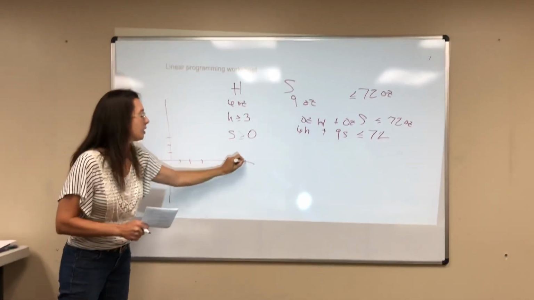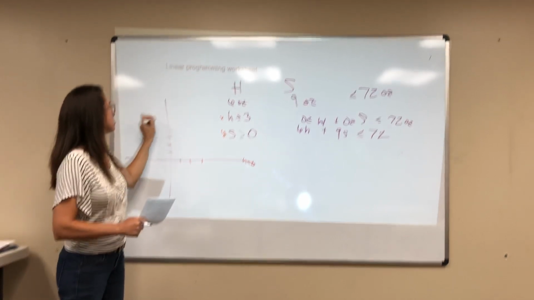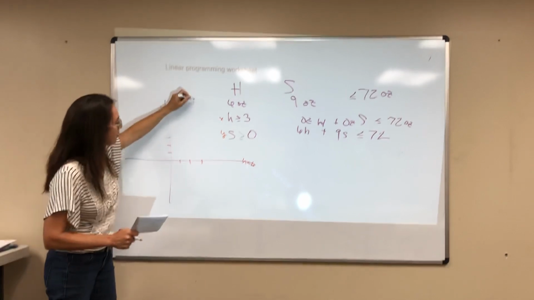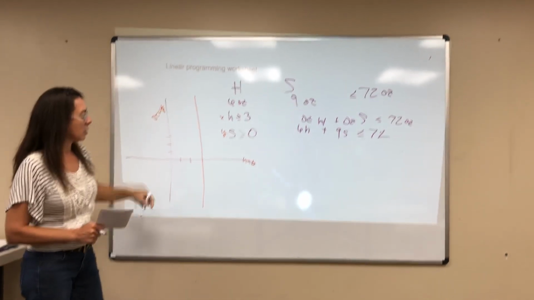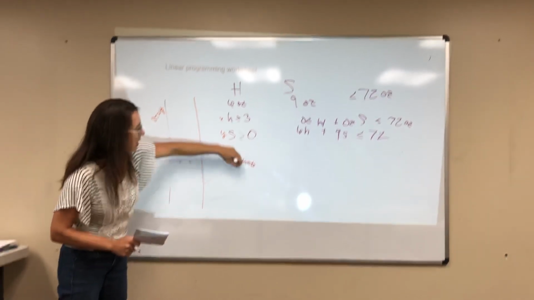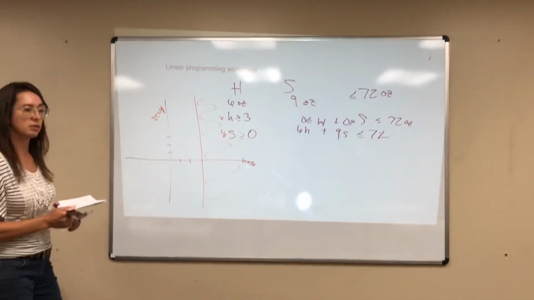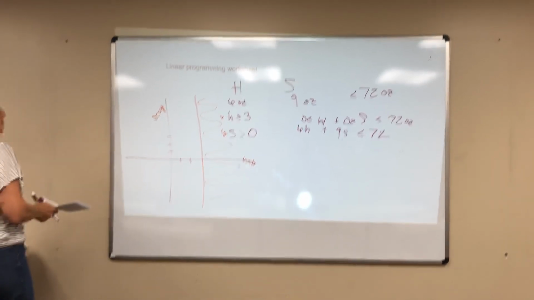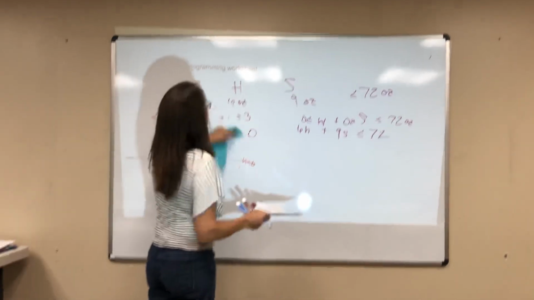If this is our hats, we'll call it the X, and we'll call this one Y, scarves over here. So hats is greater than or equal to 3. If hats is equal to 3, we put it there. Greater than or equal to means it's a full line, and I am shading all of these over here. Scarves is anything greater than or equal to 0.